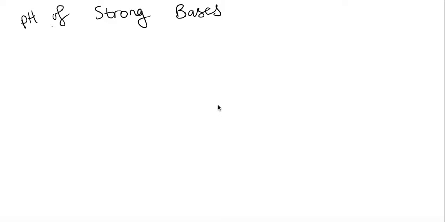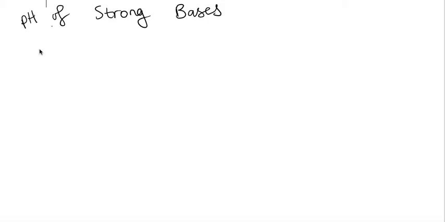To look at the pH of strong bases, how we can calculate that. It's very similar to the pH of the strong acids, except there's a slight extra step at the end. And also from the start, you're focusing not on the hydrogen ion concentration, but on the OH minus concentration. So here's the first example.